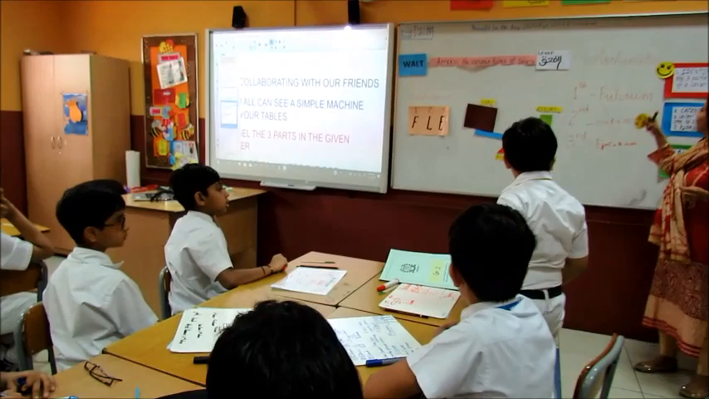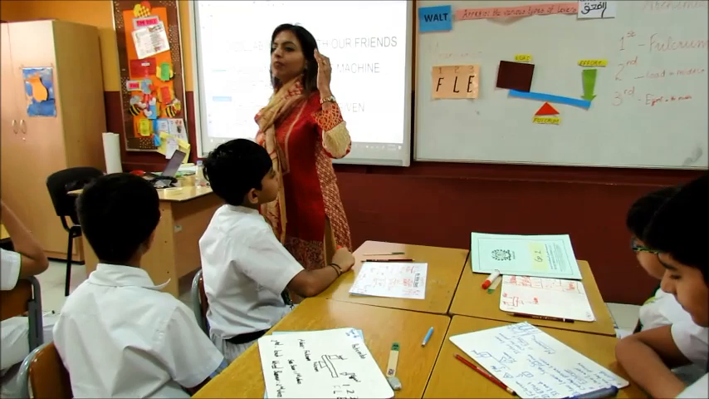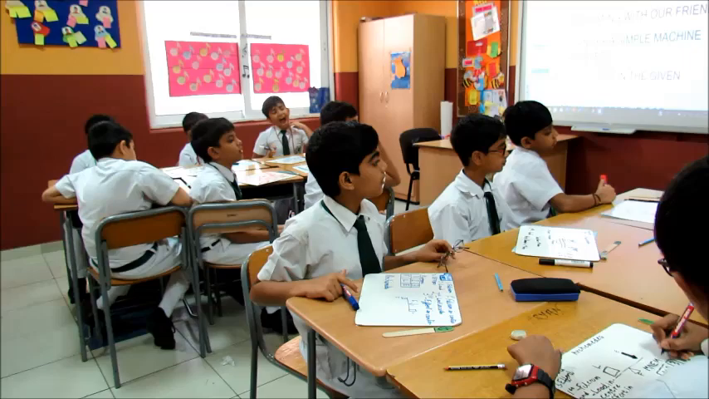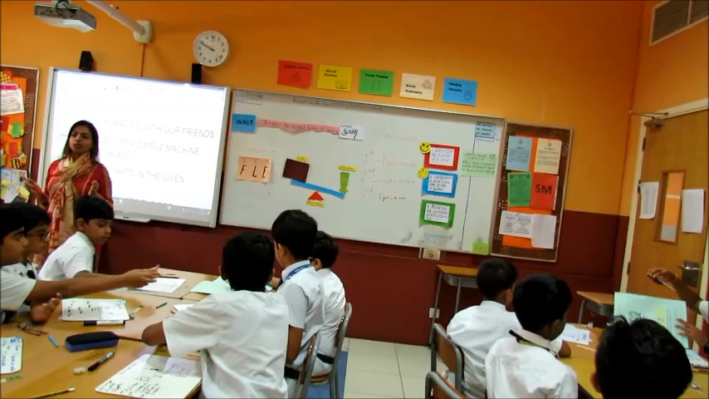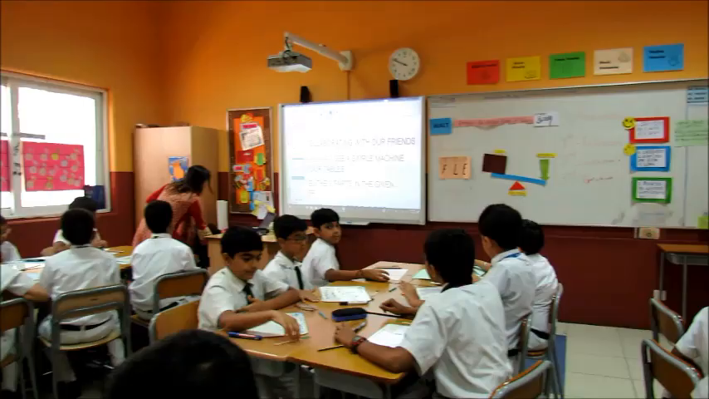Now we come to our activity. The first child of every group has been given a simple machine and some slips. I want you to get into your groups. Take out the simple machine and mark the fulcrum, load and effort. Work on the simple machine, all 6 of you, and mark the fulcrum, load and effort.